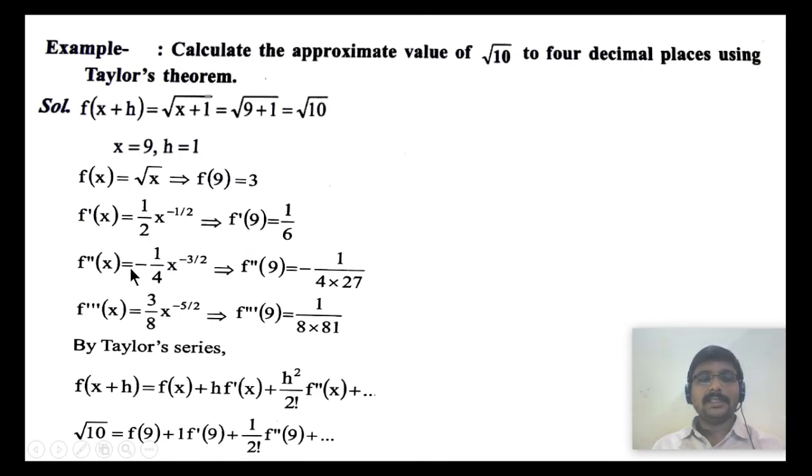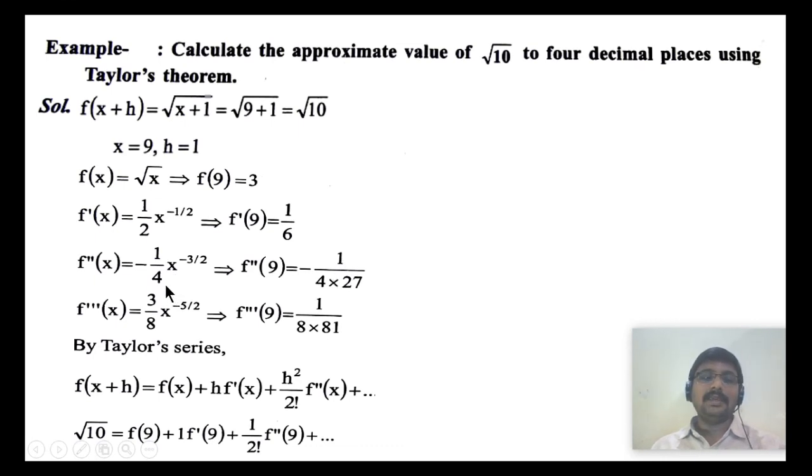And f double dash of x is obtained by again differentiating f dash of x with respect to x. Half is the constant, the derivative of x power minus 1 by 2 is minus 1 by 2 into x to the power of minus 3 by 2. Half into minus 1 by 2 is minus 1 by 4. Now f double dash of 9 is obtained by replacing x as 9. So we will get minus 1 by 4 into 27.